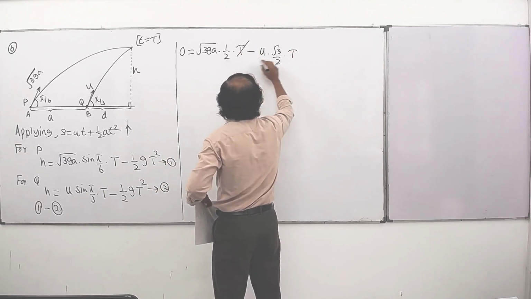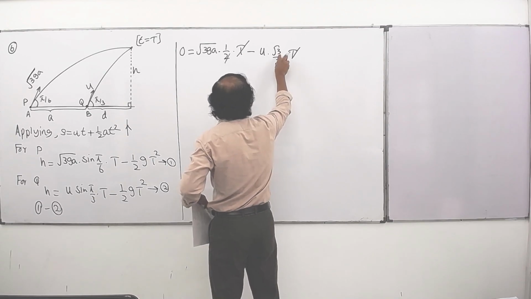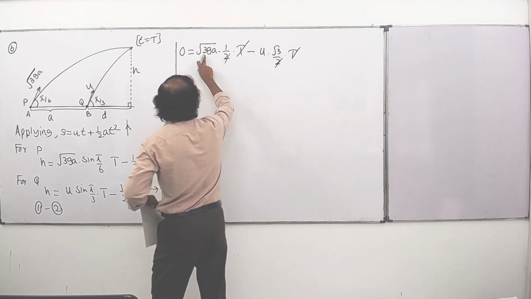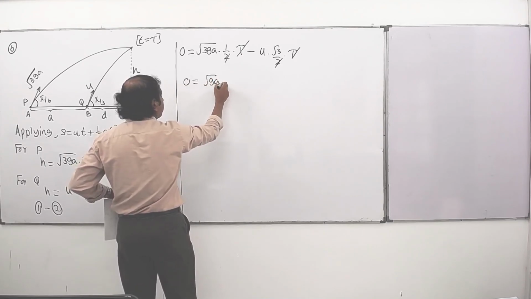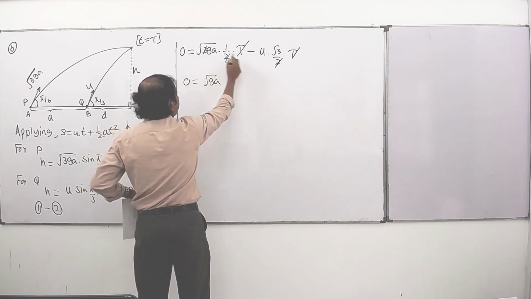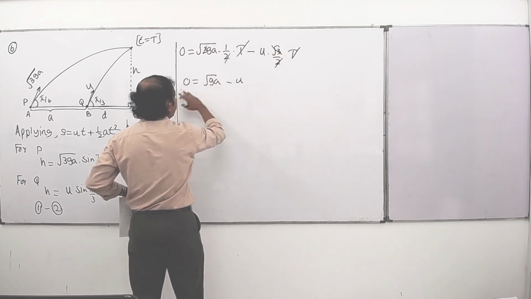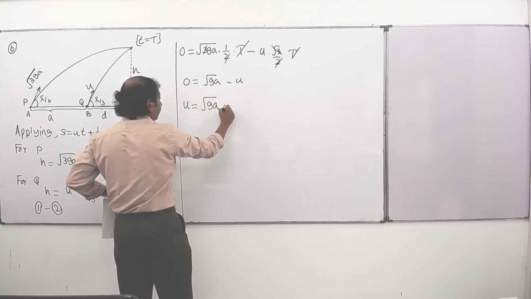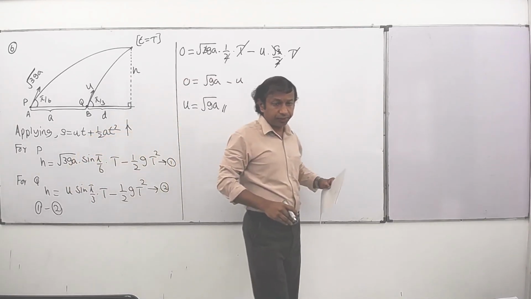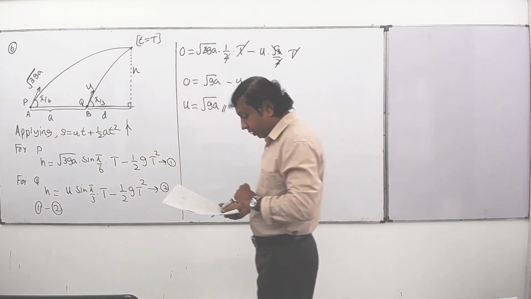You can cancel down this T and also this 2 and also this root 3, right? Then we get here root g a. This root 3 also we can cancel down with this, okay, minus u this side. We get the answer for the first part: u equals root 3 root g a, right?